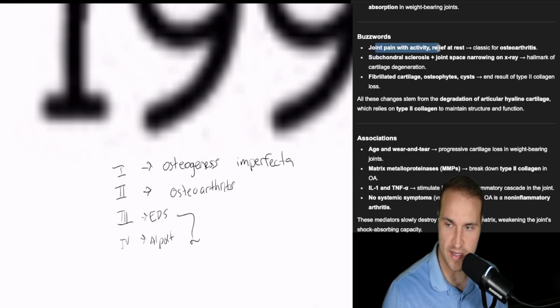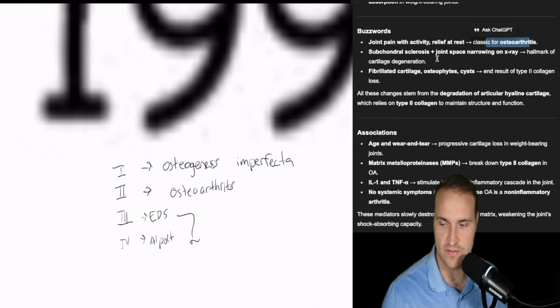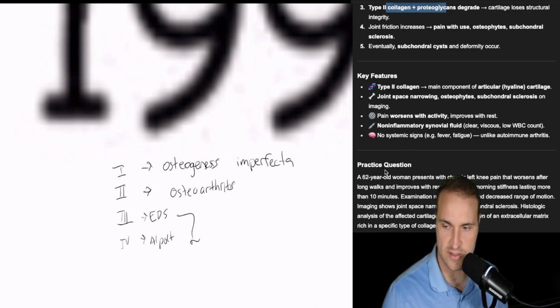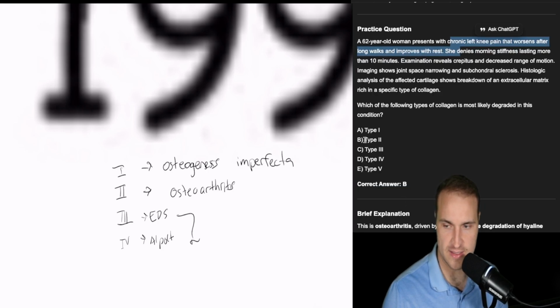So if you see joint pain with activity that's relieved at rest, it's osteoarthritis, and that should make you think of type 2. Pathophys, mechanical stress of aging, leads to the release of IL-1, TNF-alpha, and matrix metalloproteases. So here's our practice question. 62-year-old woman is involved with chronic left knee pain that worsens after long walks and improves with rest. It's osteoarthritis, and so it's type 2.